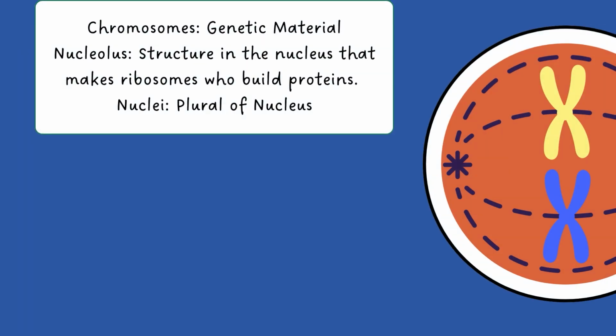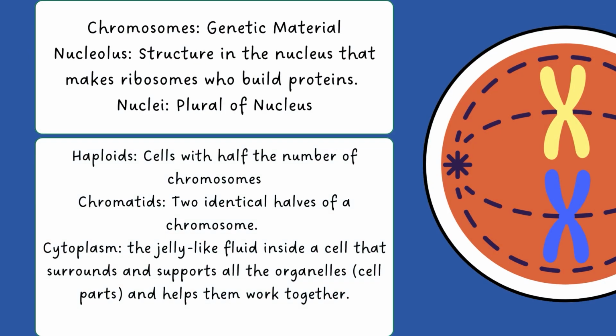So, here is some vocabulary just to keep in mind for the rest of the video. What are chromosomes? Chromosomes are genetic material. What is a nucleolus? A nucleolus is a structure in the nucleus that makes ribosomes, which build proteins. What are nuclei? Nuclei is just the plural of nucleus. What are haploids? Haploids are cells with half the number of chromosomes, or sex cells. What are chromatids? Chromatids are 2 identical halves of a chromosome.